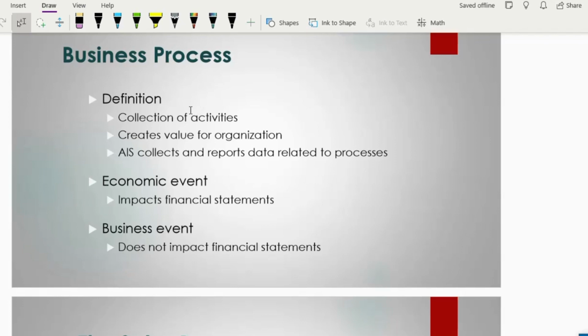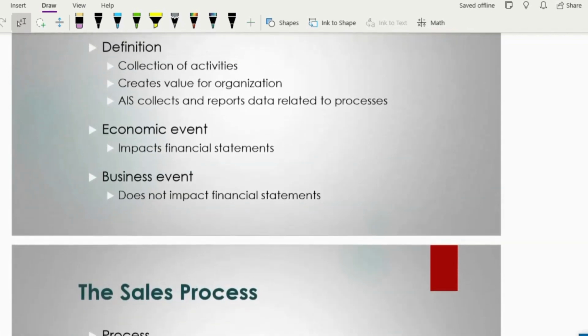When I say set of activities, in business we have economic events and business events. Economic events are those events which affect the financial statements, and their effects are shown in the financial statements. Business events are those events which affect the business, but currently they are not affecting the financial statements. Maybe in the future they will become economic events, and then they will start affecting the financial statements. So economic events are the ones which we journalize, which we record in the system.